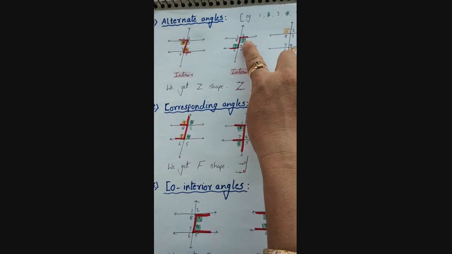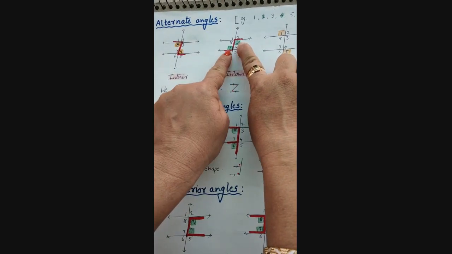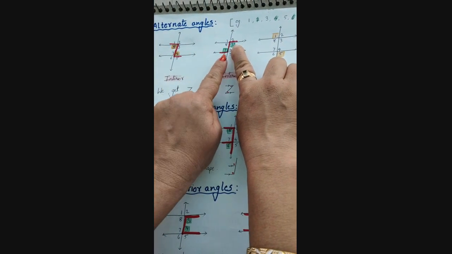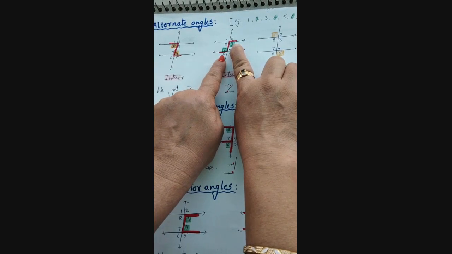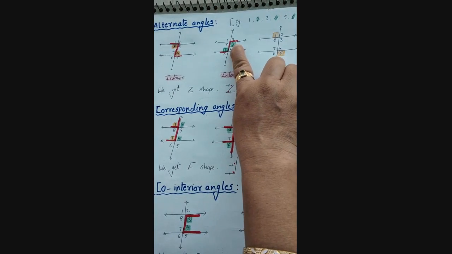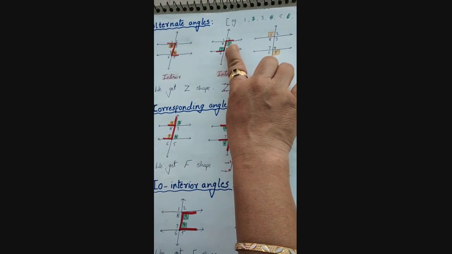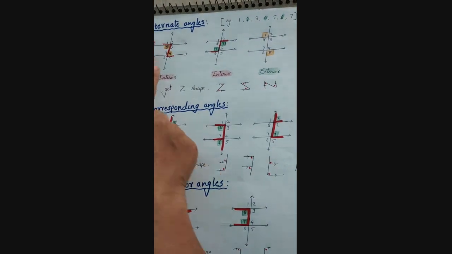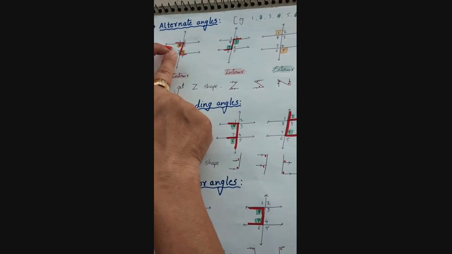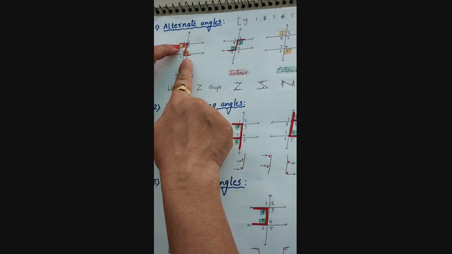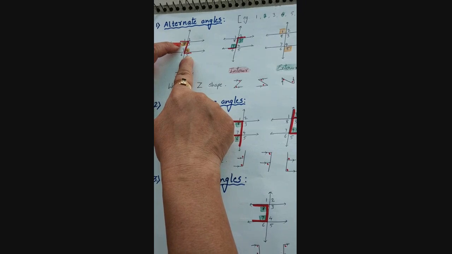Similarly, if I take 3, leave 4, take 7, then 3 and 7 are called alternate interior angles. Now you can ask me, instead of clockwise, if we go anti-clockwise, then again the scenario will be the same. Take 8, leave 7, take 4. So again 8 and 4 will be alternate interior angles.